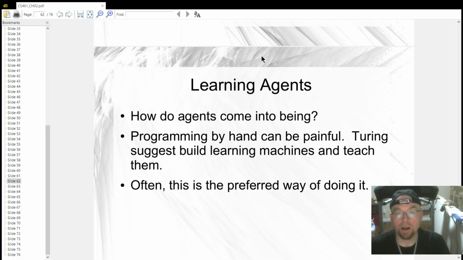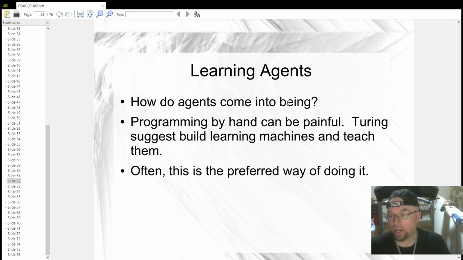All right. So let's talk a little bit about learning agents, and we'll wrap this up. How does an agent get manufactured? How does it get created? How does it come into being? Well, what seems like the most obvious is that some programmer, some designer, some engineer, has to program the agent. And programming an agent's intelligence can be painful. I mean, it can be laborious.